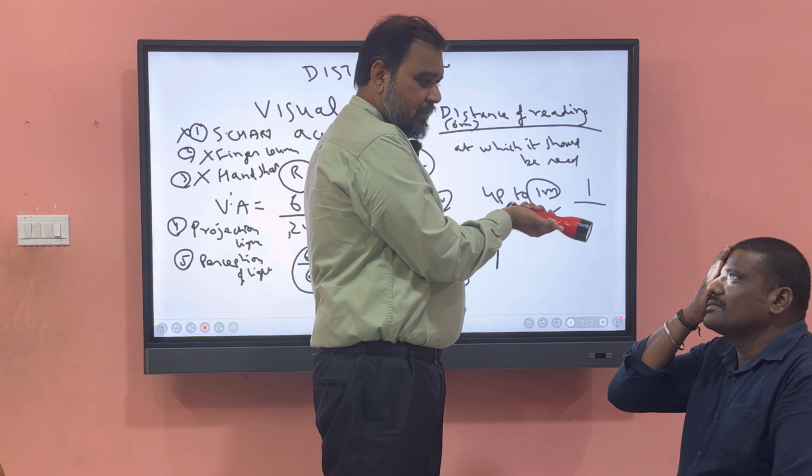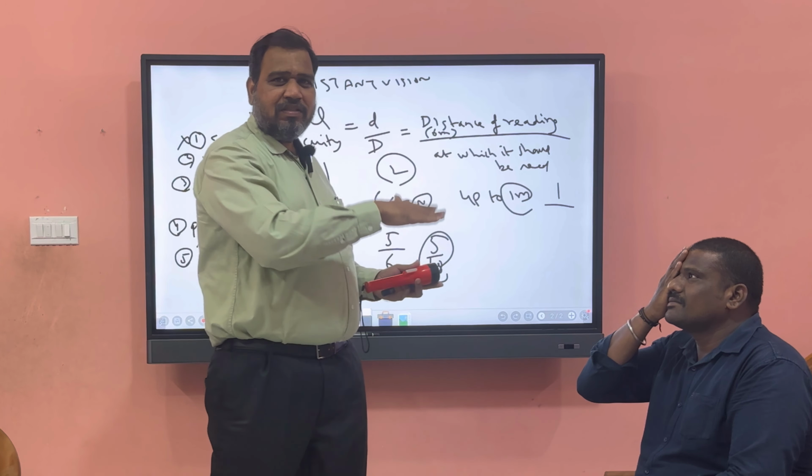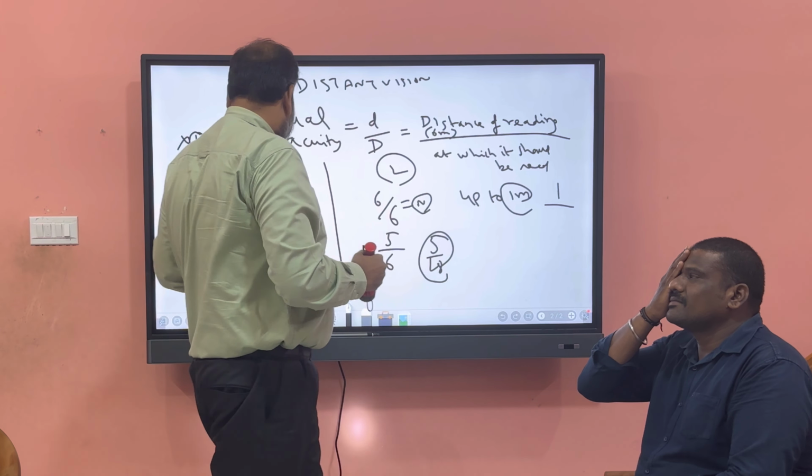Left side light. So he is able to tell from which direction the light is coming. That is called projection of light. In case he is not able to tell from which side light is coming, then I will go for perception of light.